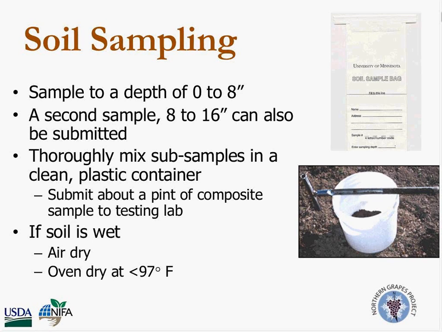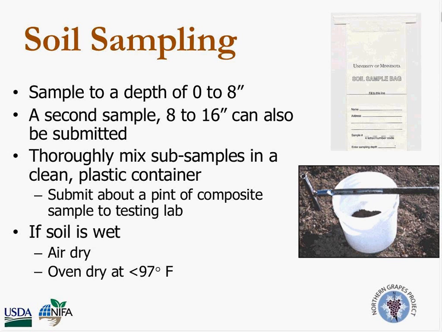You can do a second depth of 8 to 16 inches, but the recommendations are generally based on that 0 to 8 inch depth. You want to thoroughly mix those 15 to 20 subsamples in a plastic container, and then submit about a pint of that sample to a lab. If the soil's very wet, we suggest air drying it first, but don't heat it higher than 97 degrees Fahrenheit, because that can affect some of the nutrient levels. So air drying is best.